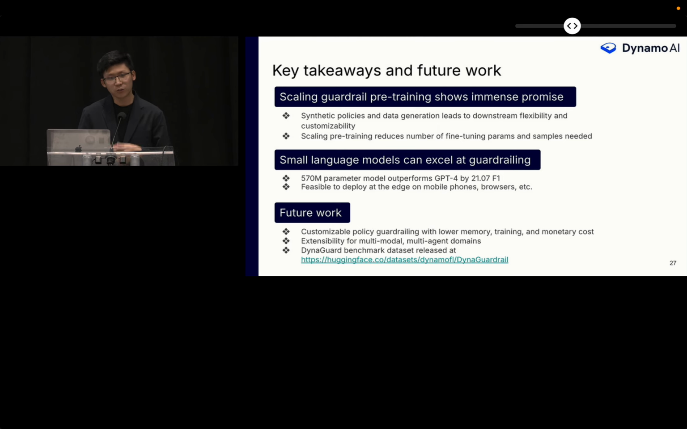And just to wrap up here, a few key takeaways and future work. We see that the same benefits we got from regular classical LLM training with pre-training and the fine-tuning process, we can apply directly to guardrail training, and there's immense promise in this field. Specifically, with our small language model training, these guardrails are only 570 million parameters, which is orders of magnitude smaller than, let's say, GPT-4, but still able to beat it on these benchmarks. This makes future work around not just text moderation, but also multimodal, multi-agent moderation very promising.